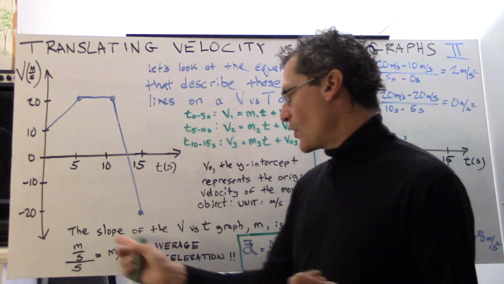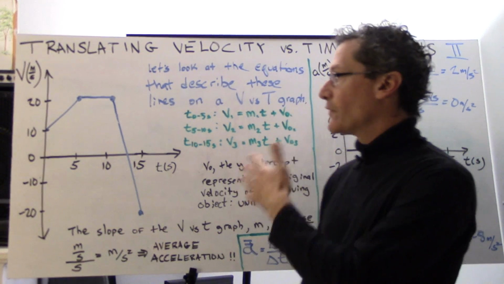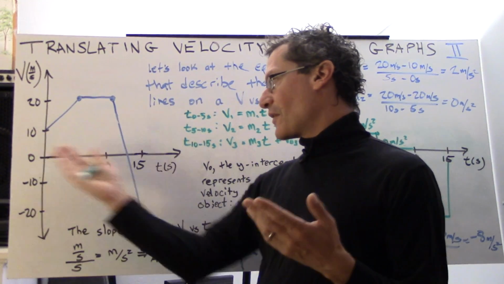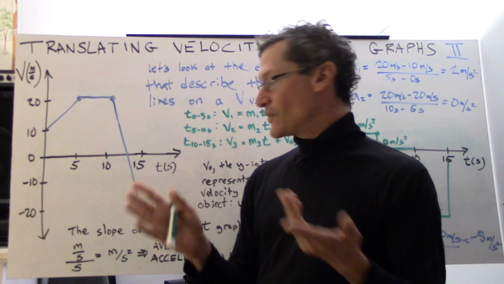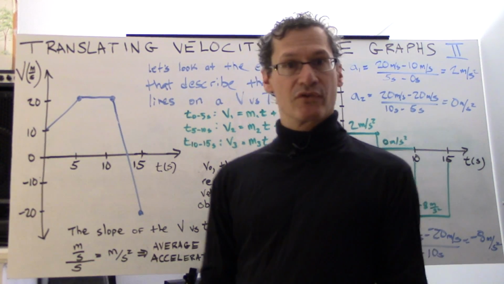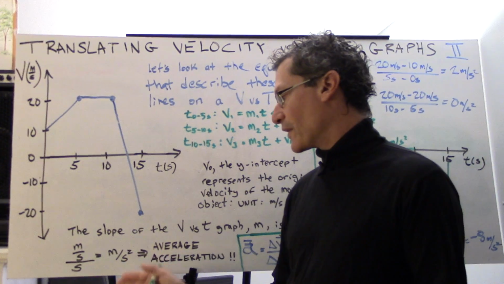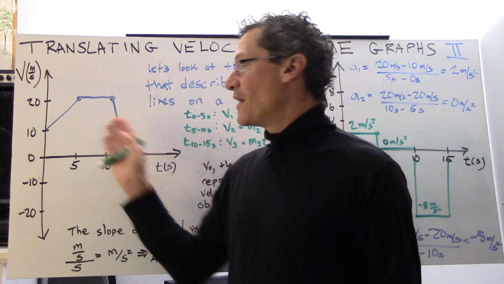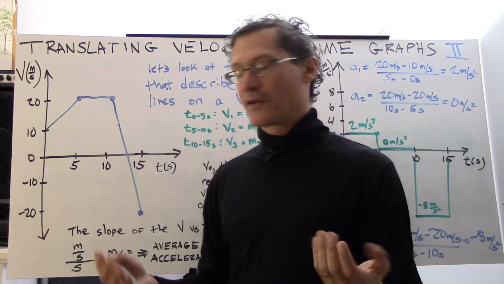So check it out, the slope of the v versus t graph, rise over run. We go rise meters per second, the velocity. We go run seconds. So what we have here is meters per second per second. That's the rise over run, which should sound familiar, right? It's meters per second squared. This is average acceleration. We can derive acceleration information from this graph, okay?